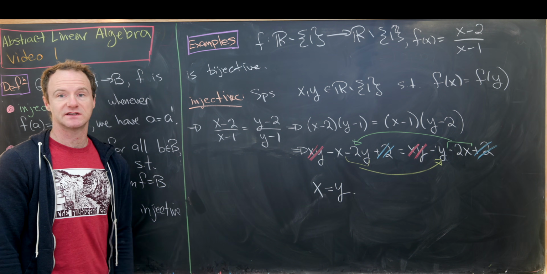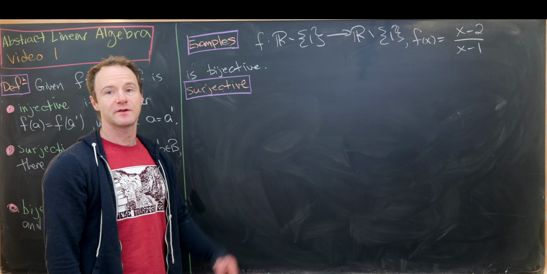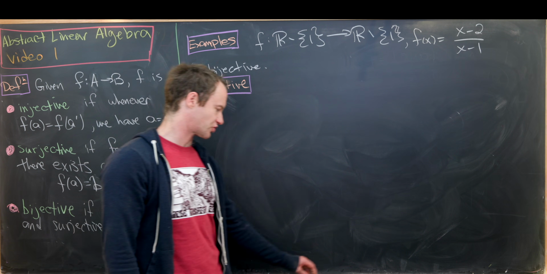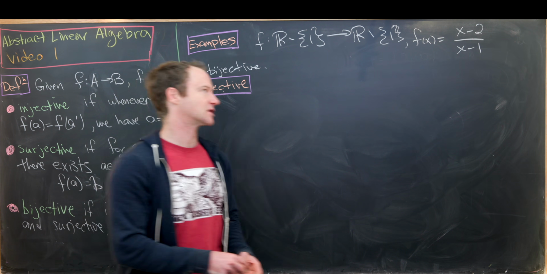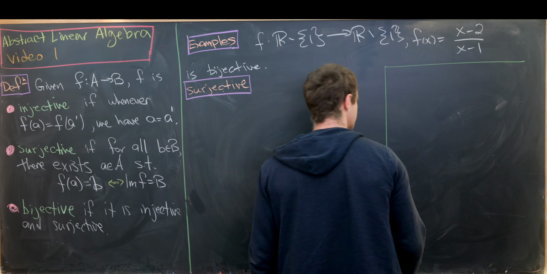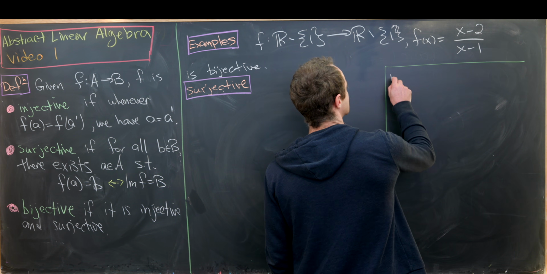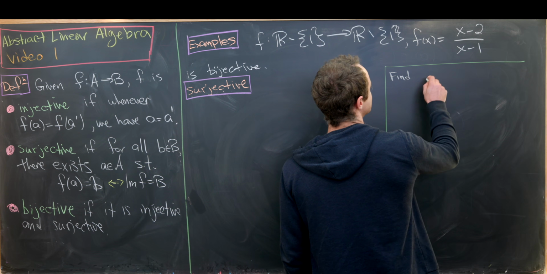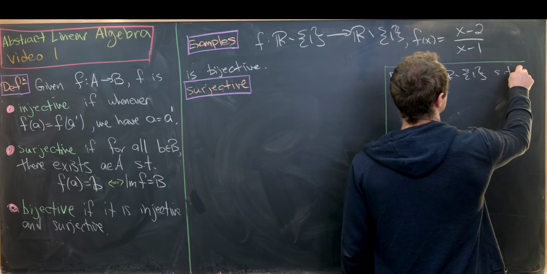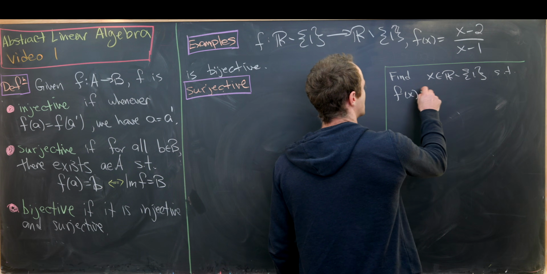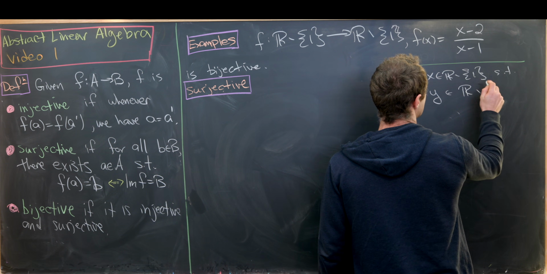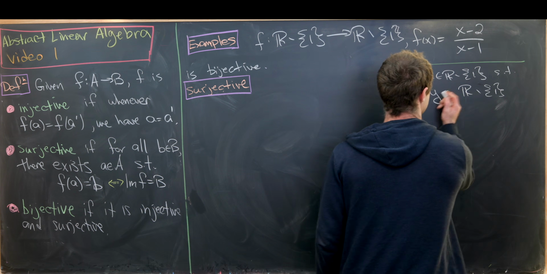And now let's move on to the proof that it's surjective. Now we're ready to prove that this thing is surjective. And this actually requires a little bit of scratch work. Well, maybe requires isn't quite the right word, but this is the way I like to do it, with some scratch work. So let's say our goal is to find some x in R minus 1 such that f of x equals y, where y is arbitrarily chosen, again, from R minus 1.